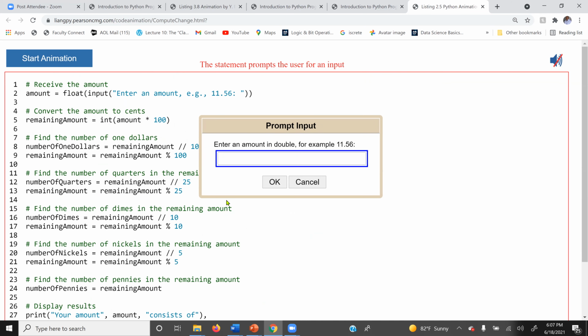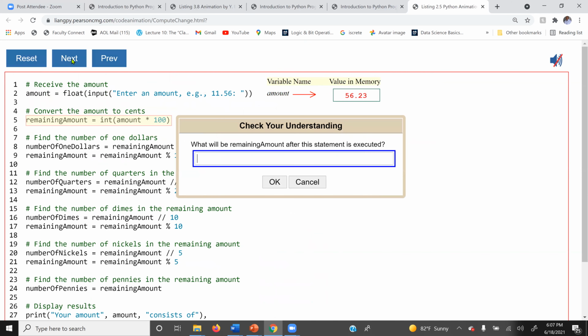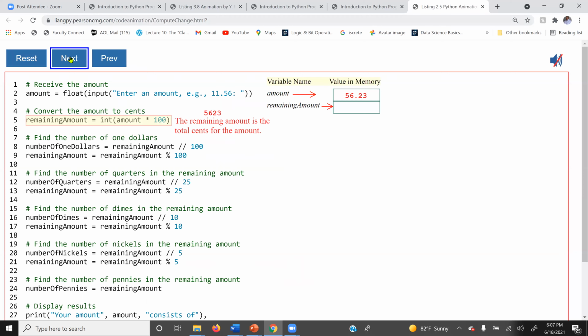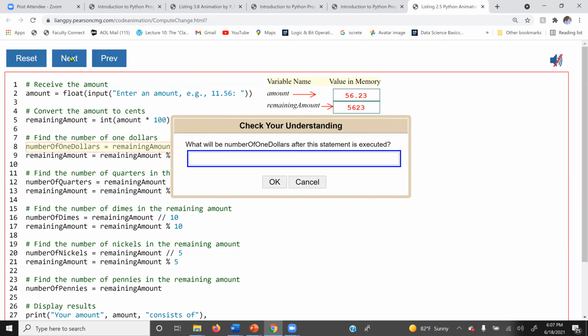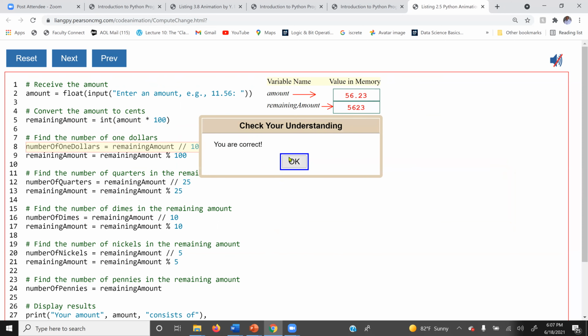They say we should enter an amount. I'm going to enter $56.23. What will be the remaining amount after the statement executes? Let's see. It will give me amount times 100. So it will give me 5623, no more decimal place. Then next, the number of dollars. If I divide the remaining amount by 100, the number of dollars will be 56. That's correct.